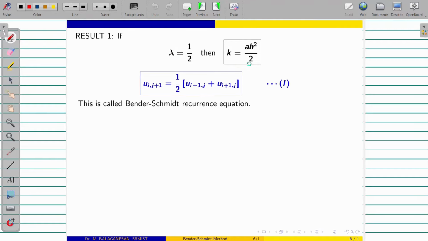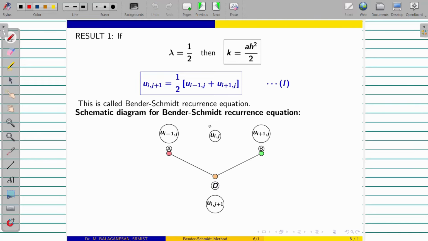I'm going to give the diagrammatic representation for that. This is the Bender-Schmidt recurrence equation for the particular value of lambda equal to 1/2. So for the diagrammatic representation, I'm going to take the x-axis in that direction, positive t-axis in that direction. Always we will draw the graph like that, x, t, but for our convenience, I'm going to take it like this. This is the x direction, and the downward direction will be the positive t direction.